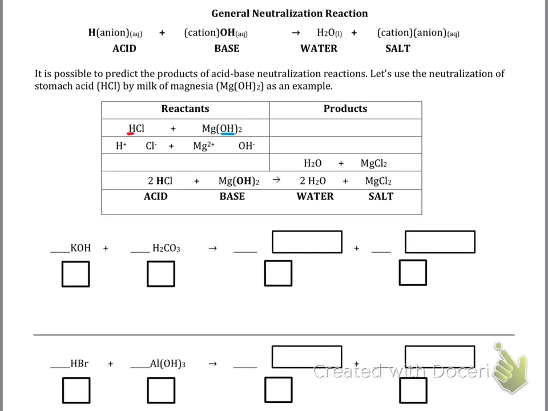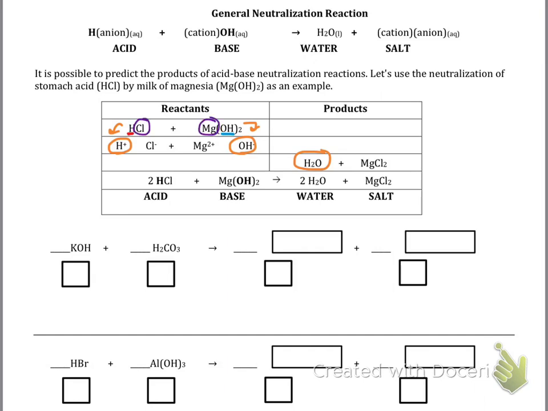So they are all going to separate into their parts. So hydrogen and this hydroxide, the H from the acid and the OH from the base, are going to come together to make water. That one's pretty simple. Now, here comes the tricky part, making your salt. Your salt is whatever's left over. So you have this chlorine here and you have this magnesium.